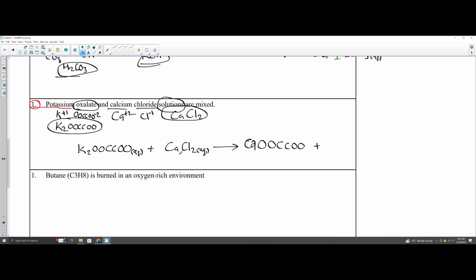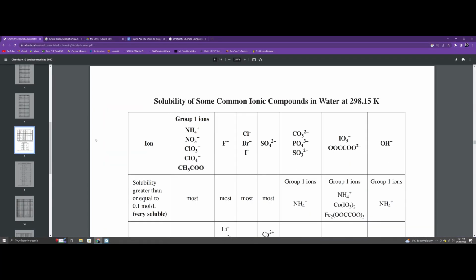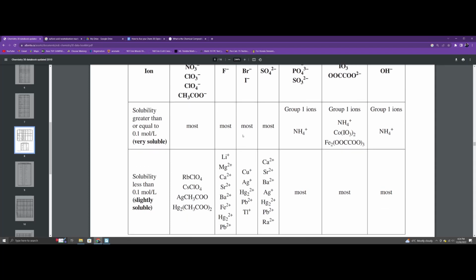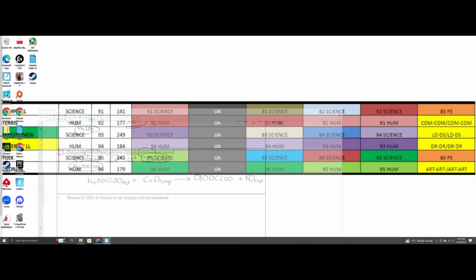And that means potassium swaps with chlorine. Potassium's a +1. Chlorine's a -1. So that means we need 1 of each. That's good. Let's check if those are solids or aqueous. So potassium chloride. Here's chloride. Potassium's not in this column, so it's in the most. That means that this is aqueous. Quite soluble. Let's check calcium oxalate.